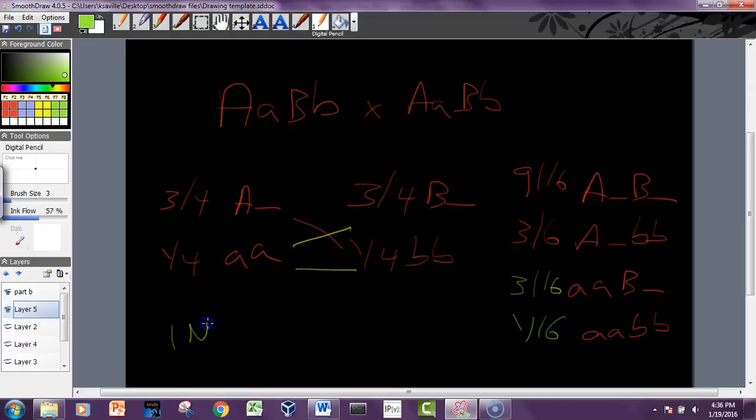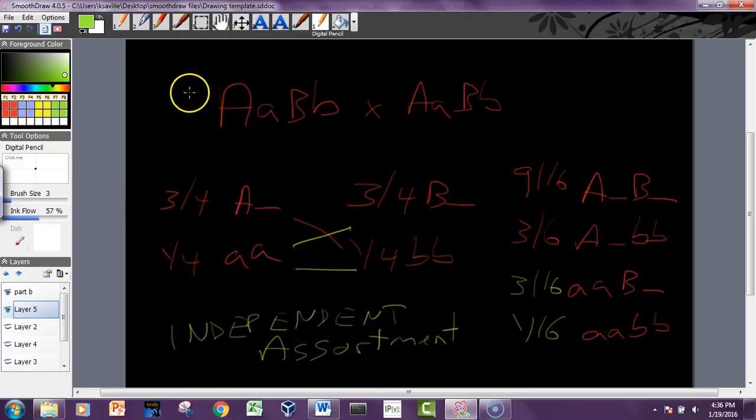Now, all of this depends on independent assortment. In fact, we use this type of cross to test for independent assortment. If we have two genes, A and B, and we want to know if they assort independently, we do this. And if we get a 9:3:3:1 ratio, that means they're assorting independently. And why is that? Because this combined probability method, what allows us to do this prediction and multiply this by this to give us this, depends on these two things being independent of each other.